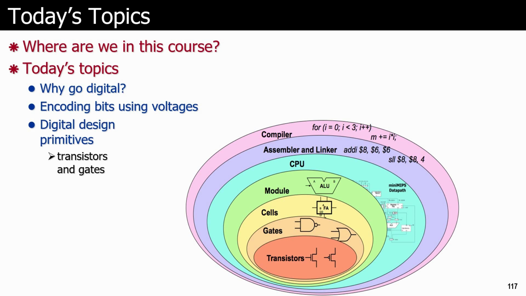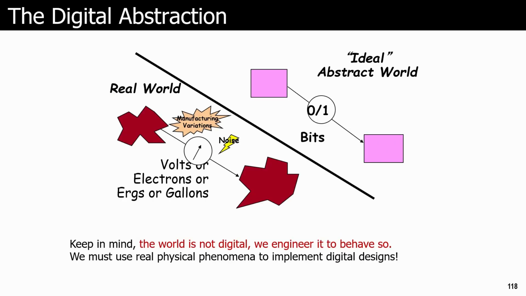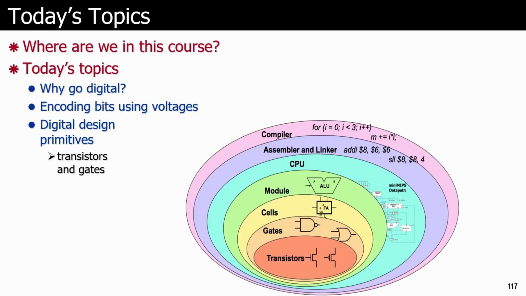So here we can see the diagram that we saw at the very beginning of the course, and it goes over the different layers of abstraction we have. We finished talking about the compiler and the assembler linker, and now we're going to talk about how these are implemented on a hardware level with the CPU and all of its individual components.